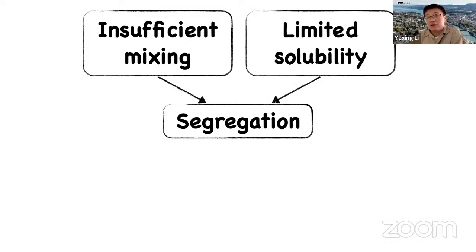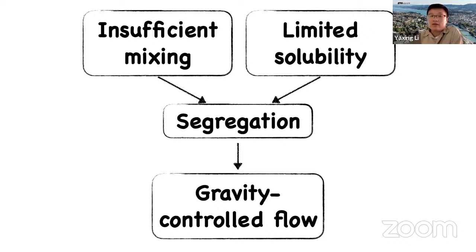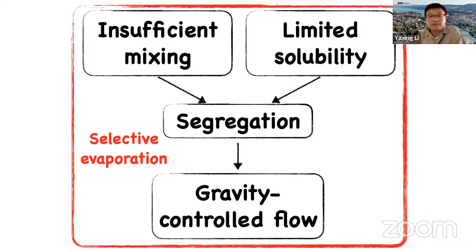So the take-home message of this part is that we have the key concept, which is segregation in the multi-component droplet. It can be caused by insufficient mixing due to the weak convection, and also it can be caused by limited solubility. And once we have segregation, no matter whether it's real phase separation or just a concentration gradient, it can lead to very surprising flow structure, typically in this case, a gravity controlled flow.